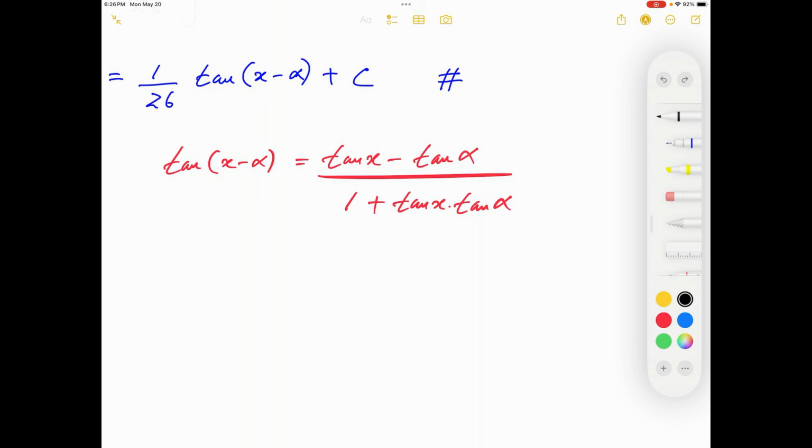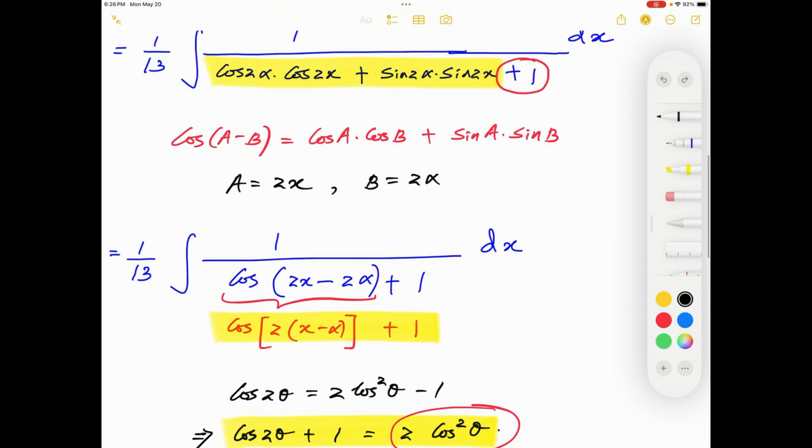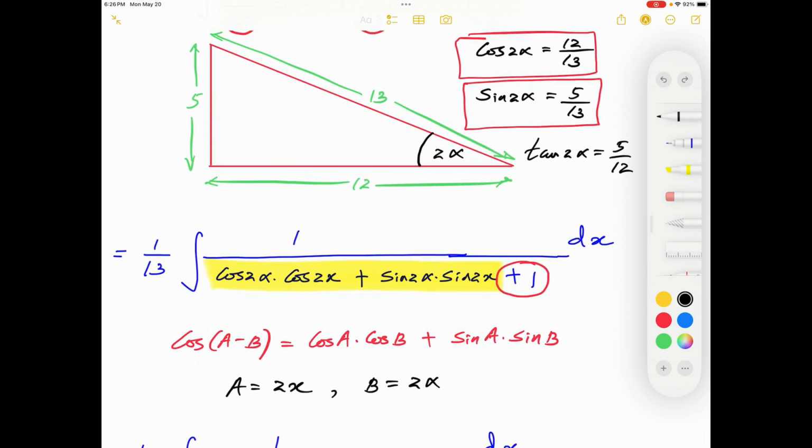Well, let's go back to the triangle that we drew earlier. Here's the triangle that we drew earlier. We have tangent 2 alpha. We do not have tangent alpha, but we have tangent 2 alpha being equal to 5 over 12. In fact, we can use that information and hence obtain tangent alpha.